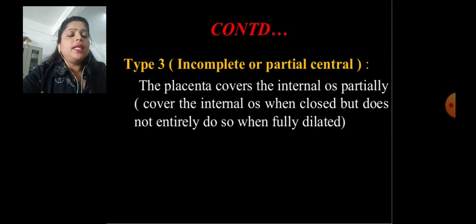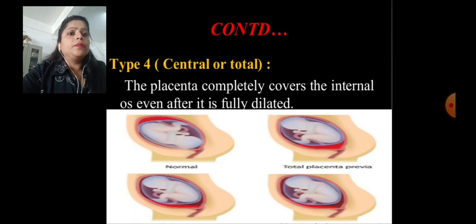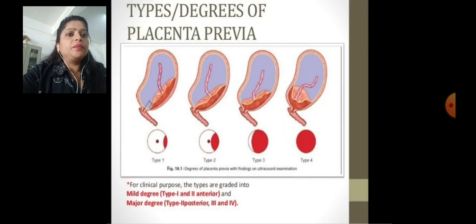In type 3, that is incomplete or partial central, the placenta covers the internal os. It partially covers the internal os when it is closed but does not entirely cover it when it is fully dilated. Then comes type 4, that is central or total. The central placenta covers the internal os even when it is fully dilated. Here you can see that it is completely covering the full os of the female.